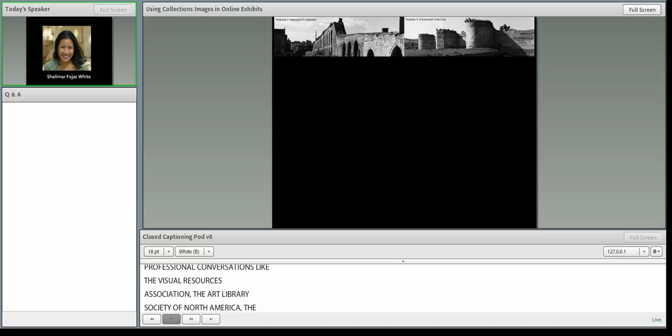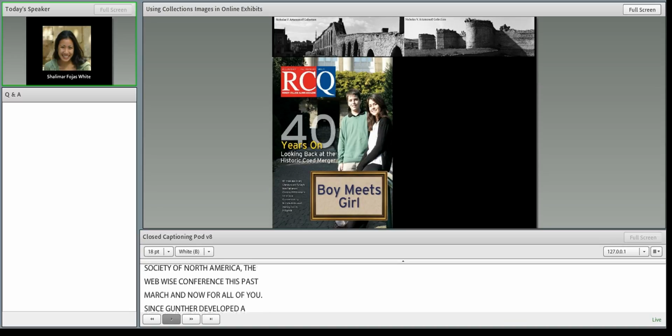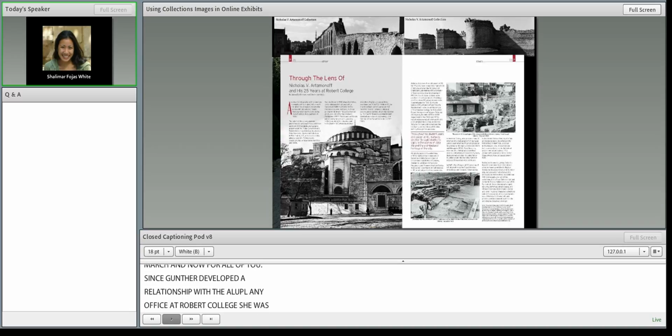So since Gundar had developed a relationship with the alumni office at Robert College, she was able to write an article about Artamonoff for their quarterly alumni magazine, which focused on his Robert College connections, and which we used to further promote the project.